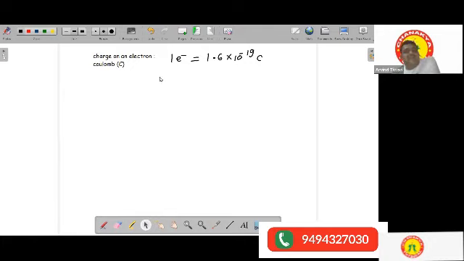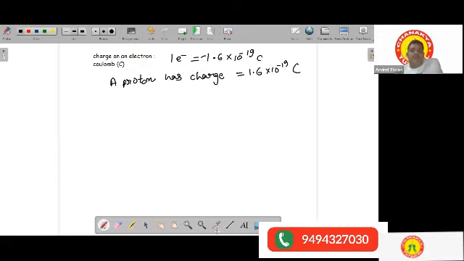The same charge is there on a proton also. A proton has a charge of 1.6 multiplied by 10 to the power minus 19 Coulomb. The only difference is that the charge on the electron is negative, whereas the charge on the proton is positive. Now, we will see a simple circuit. How does a bulb glow? Let's try to visualize that.